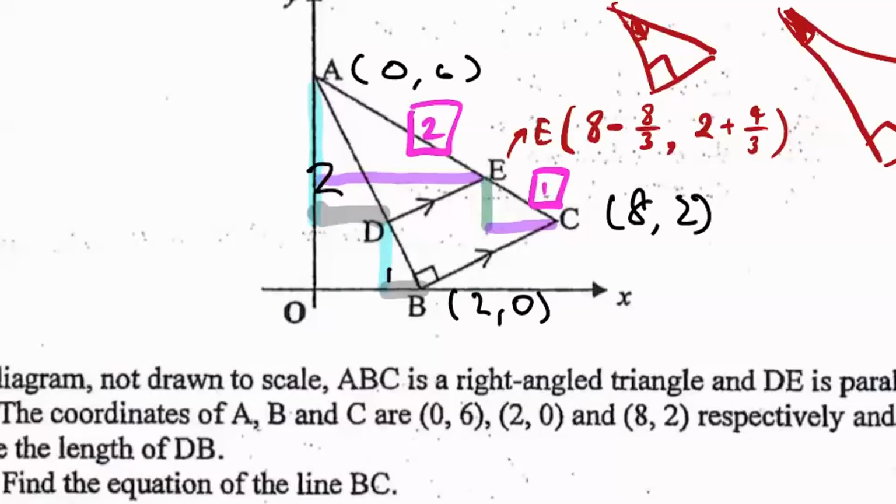Good. What's D? D will be a 2:1 ratio also. Maybe you start this time with 0,6. Then we try to add or subtract. How do you go from 0 to this? You need a plus, right? Plus how much? Plus 2 divided by 3.